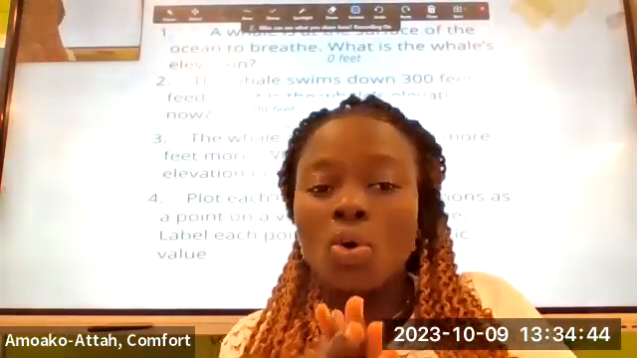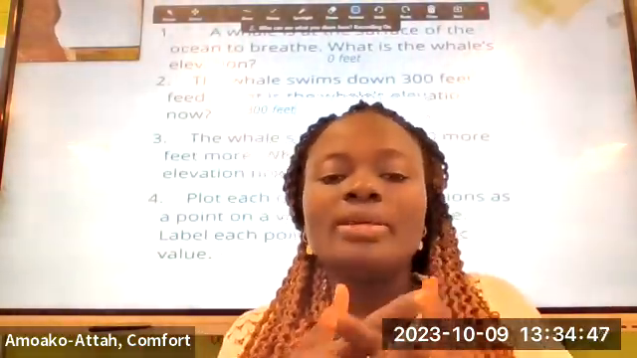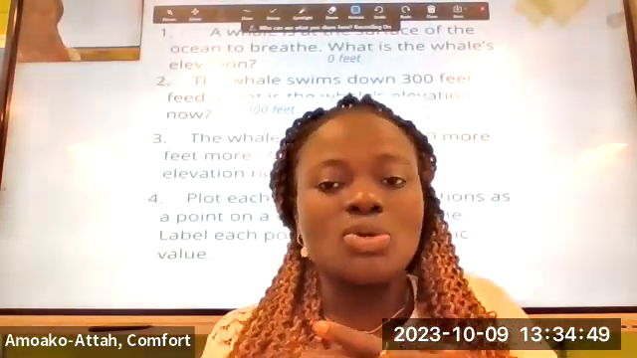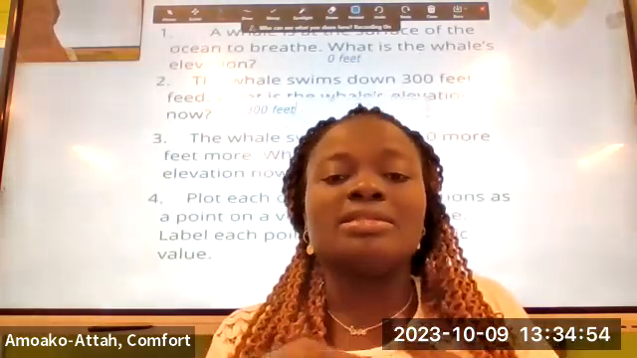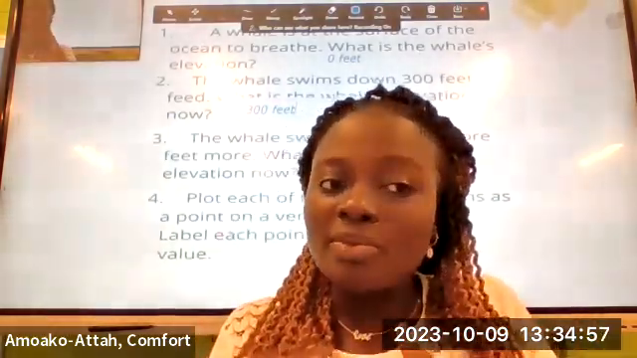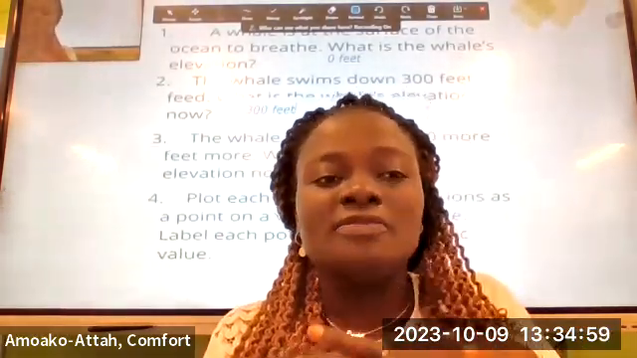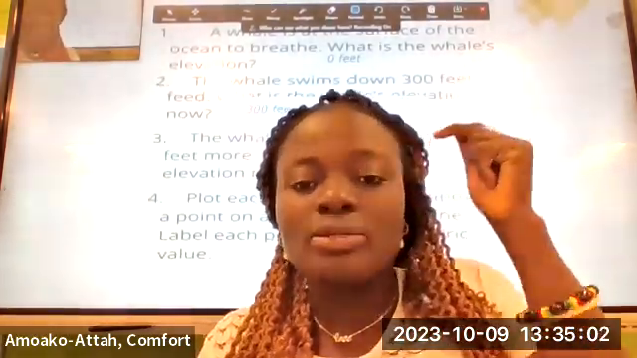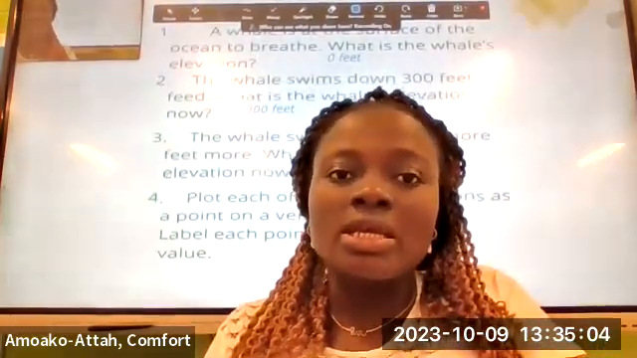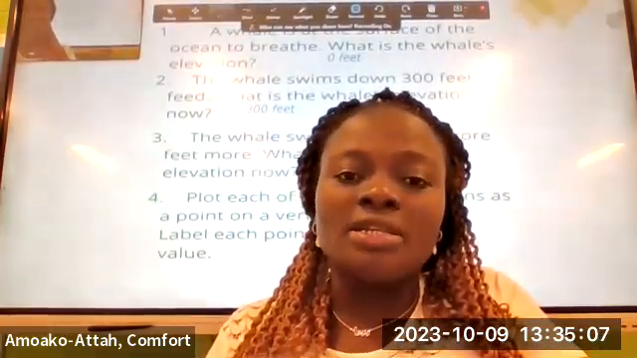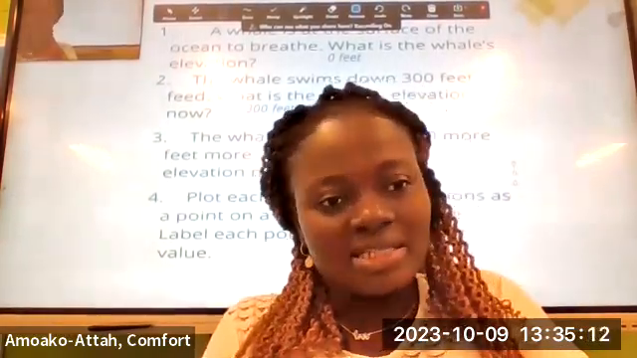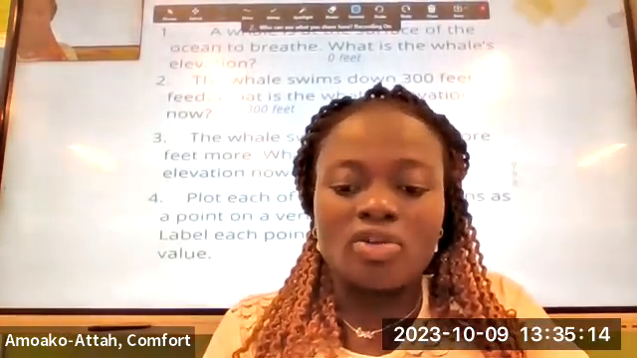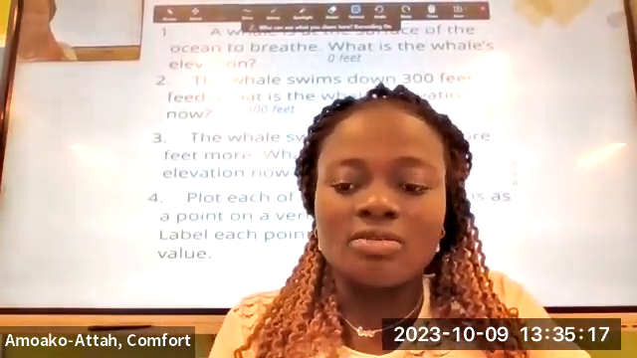Then the whale swims down 150 more feet, right? What is the whale's elevation now? So 150 more means it got to 300 feet down, then it went deeper again, 150 more. So you are adding 150 to 300, which is 450, because 300 plus 150 will give you 450. But since it is still down, it becomes negative 450 feet.